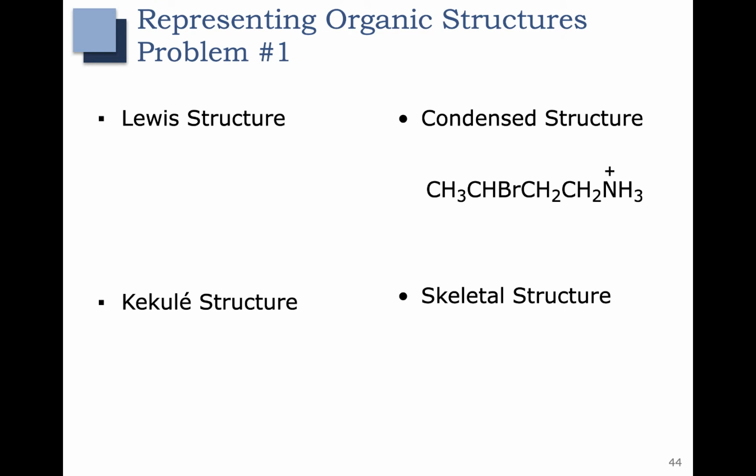What we're going to do here is take this condensed structure shown here and convert it to a Lewis structure, a Kekulé structure, and a skeletal structure. And I apologize for my pronunciation of Kekulé. It's a German word and I'm probably butchering it. The Kekulé structure is essentially just a Lewis structure, but without all of the lone pairs drawn in. And you'll notice that organic chemists tend to do that a lot. We'll just draw out a molecule and not always explicitly draw out the lone pairs. So that's what that Kekulé structure is.